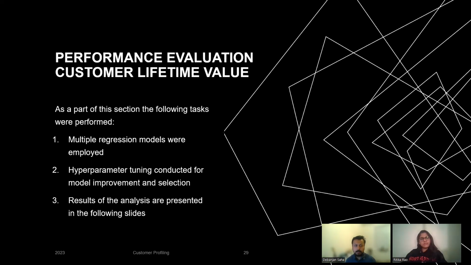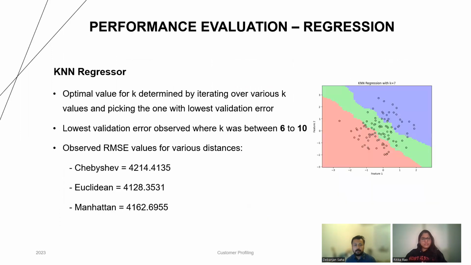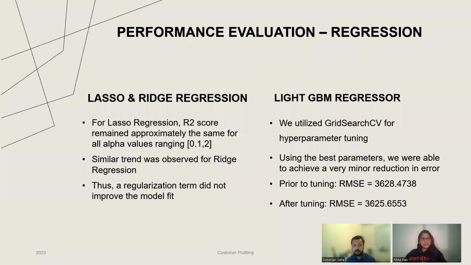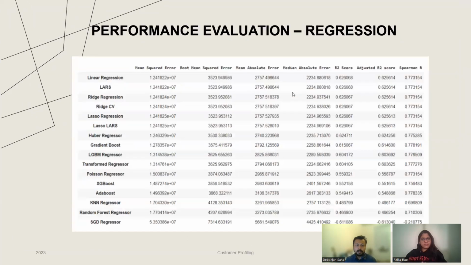Coming to the final task of customer lifetime value prediction. So this is basically a regression model, and we trained a lot of regression models like stochastic gradient descent, where after tuning the hyperparameters, we got a good RMSE. Then we used distance-based algorithms like KNN, and we used various different distance metrics, as you can see on the slides. Then we also used lasso and ridge regression, and we found that the regularization parameter did not have any effect on the whole algorithm. We also used LightGBM and various other algorithms.